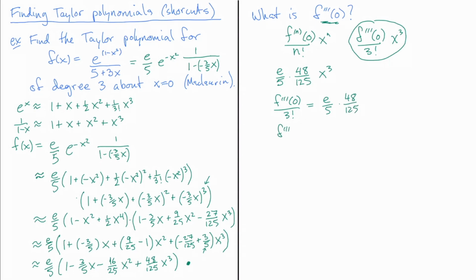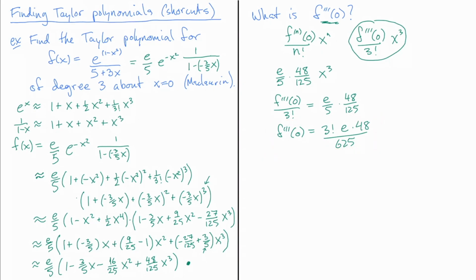And that means the third derivative at 0 is going to be equal to 3 factorial times e times 48 all over 625. Now, it's tempting to think maybe we can cancel, but 625 is actually 5 times 5 times 5 times 5. And so the only prime factor of 625 is 5. And that does not appear in any of these terms in the numerator. So we could multiply these out, but I don't see much reason to do that. So I'm going to leave that as my answer.